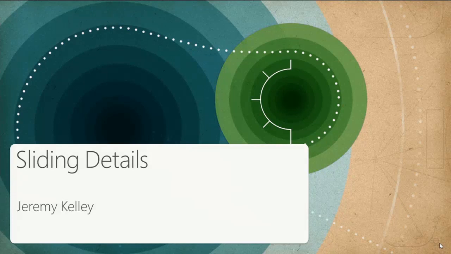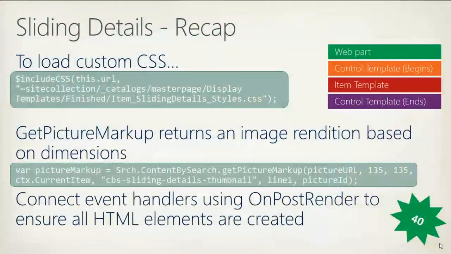Let's go back over. We'll recap. So our custom CSS works exactly the same as our custom JavaScript that we brought in. We're using another helper function, same syntax. Our get picture markup. So we're probably working a lot with images. That's our connection to the image renditions feature that we all think is really cool and really helpful. So when we pass in the width and height, it's going to match the closest image rendition that we have. And then we're going to connect our event handlers.